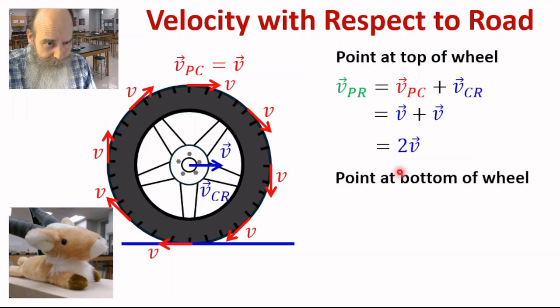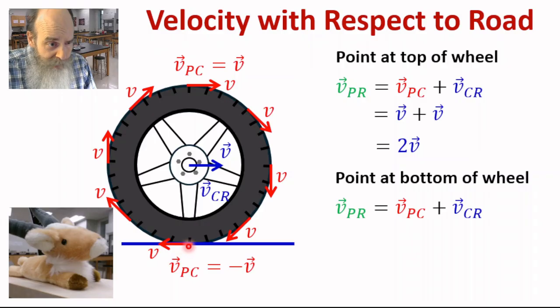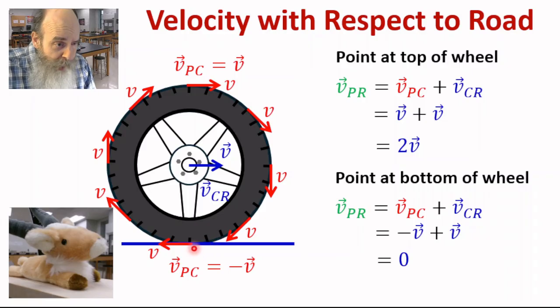Now let's look at the point here at the bottom of the wheel. For the bottom of the wheel, VPC equals negative V. It's going in the other direction, towards the left. So let's substitute that into this expression. So we get negative V plus V, which is 0. So the velocity of the point at the bottom of the wheel with respect to the road is 0.